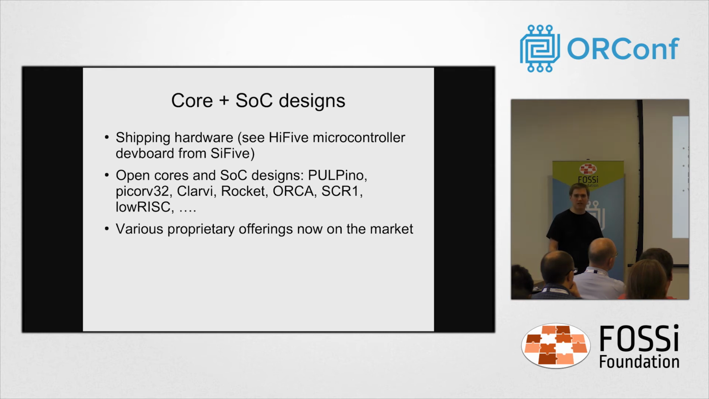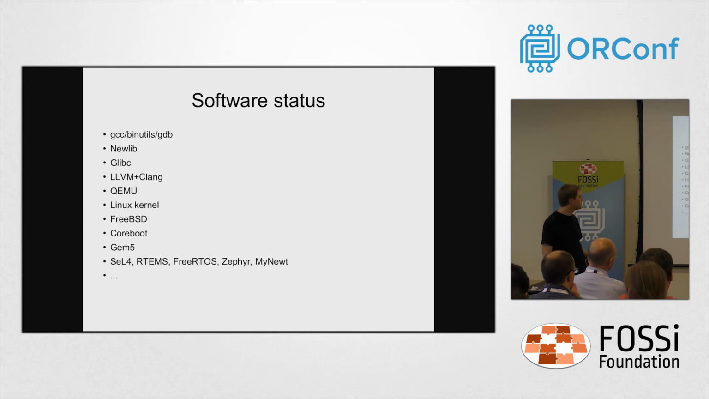And of course, there are now various proprietary offerings from different RISC-V members on the market. To give a brief rundown of where we're at with software, there's actually quite a lot now available upstream, so you don't need to use a downstream repository and worry about whether that's up to date with all the latest changes. That's true of GCC, binutils, and GDB.